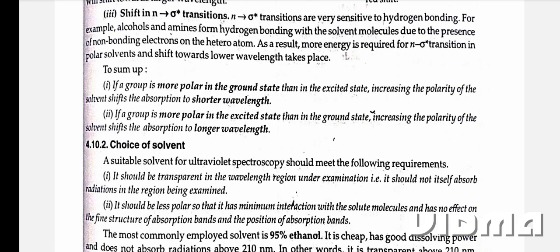To sum up, if a group is more polar in the ground state than in the excited state, increasing the polarity of the solvent shifts the absorption to shorter wavelength. If a group is more polar in the excited state than in the ground state, increasing the polarity of the solvent shifts the absorption to longer wavelength.